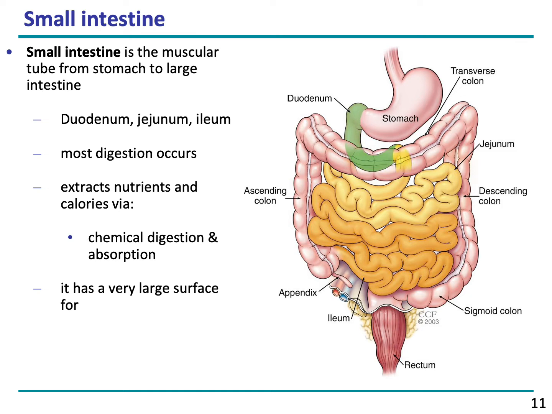And I usually remember these terms by remembering that the small intestine is the DJ. It loves music, so I call it the DJ ileum: duodenum, jejunum, and ileum. Most of the digestion occurs here in the small intestine, and we extract nutrients and calories via chemical digestion and absorption. And one key to remember about the small intestine is that it has a very large surface area for absorption.